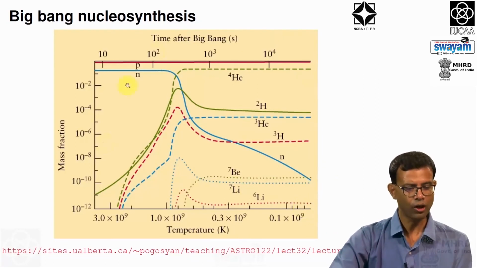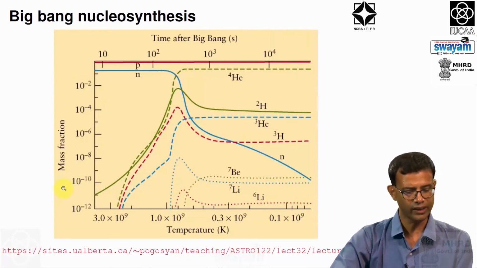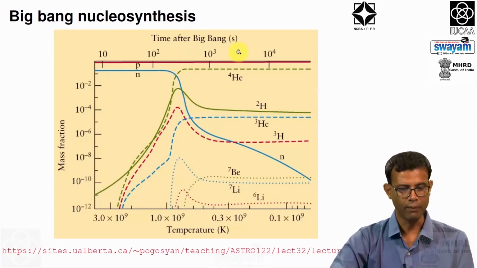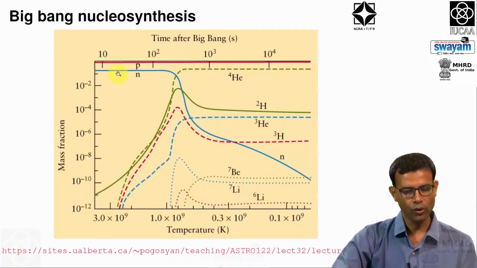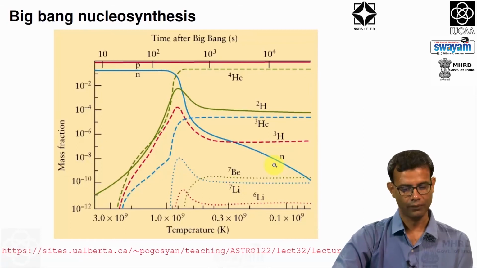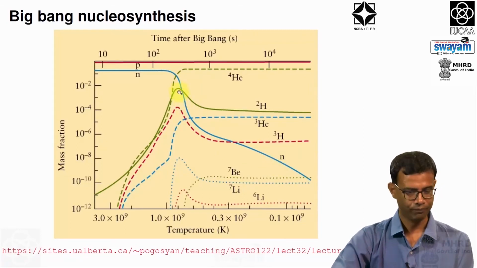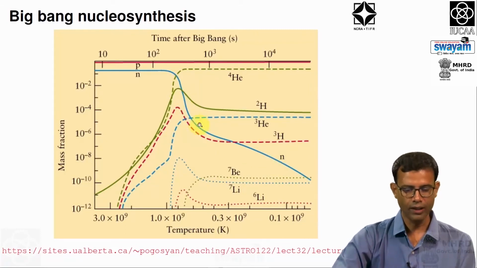This is one such plot which shows various mass fractions as a function of temperature on the x axis or as a function of time after the Big Bang. For example, let us look at the neutron fraction. The neutron fraction has some value at early times, and then it goes down because free neutrons are essentially captured in nuclei. So, you are left with very few free neutrons at late times, right.